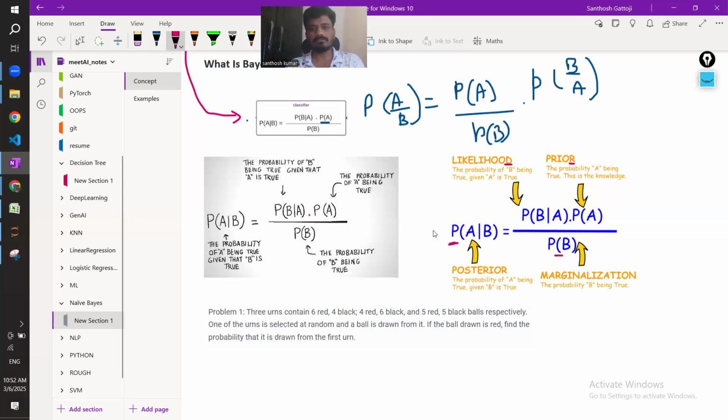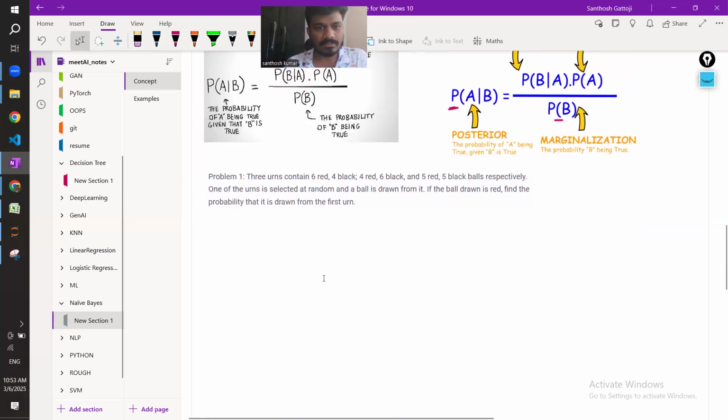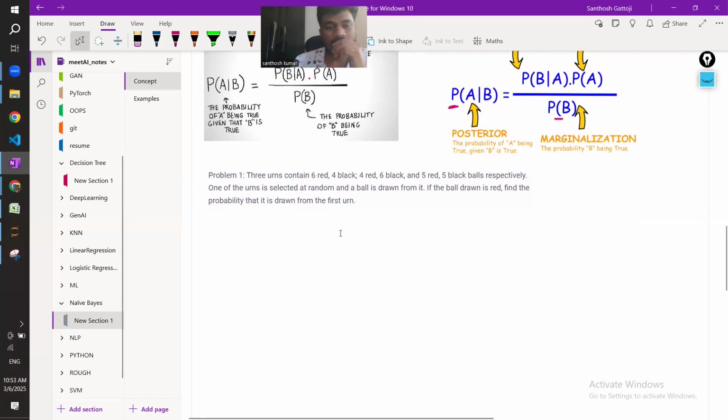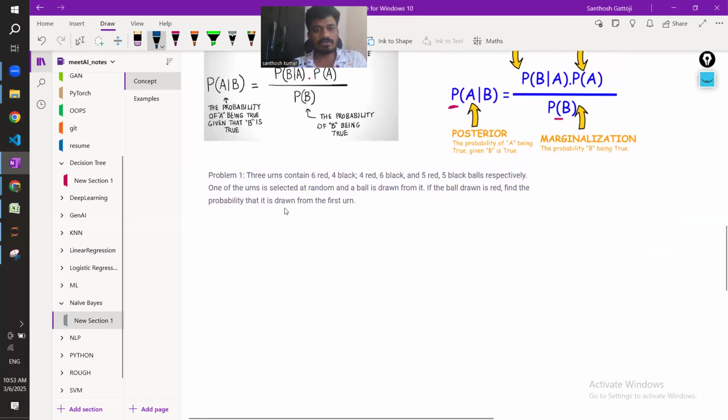Same formula. Now this is fine, but I always feel that probability can only be understood with examples. If you just study concepts, sometimes it is confusing. So we'll solve two examples so that our concepts become a bit better. You're good till now, right? Okay, fine. Let's solve this problem.